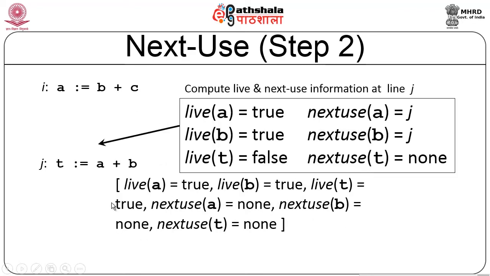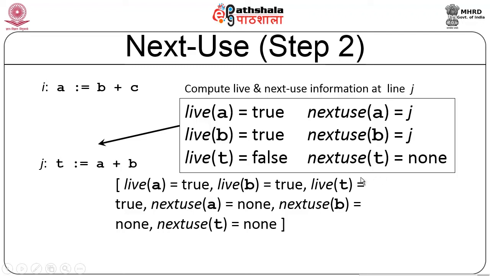Then what you do is, you are encountering line J. At this point what happens? You should say T is supposed to have no life and no next use, okay, and then you have to say A and B is left, next use is at line J, and A and B will be live at line J. That is what the algorithm says. So, here live of A is true, live of B is true, live of T is false, next use of T is also none, and next use of A and B is at line number J. That is what you basically know.